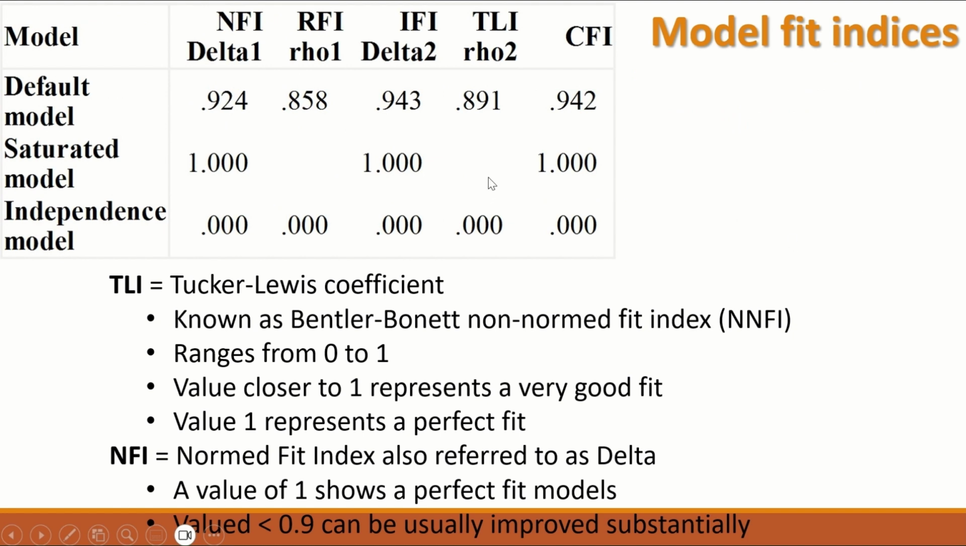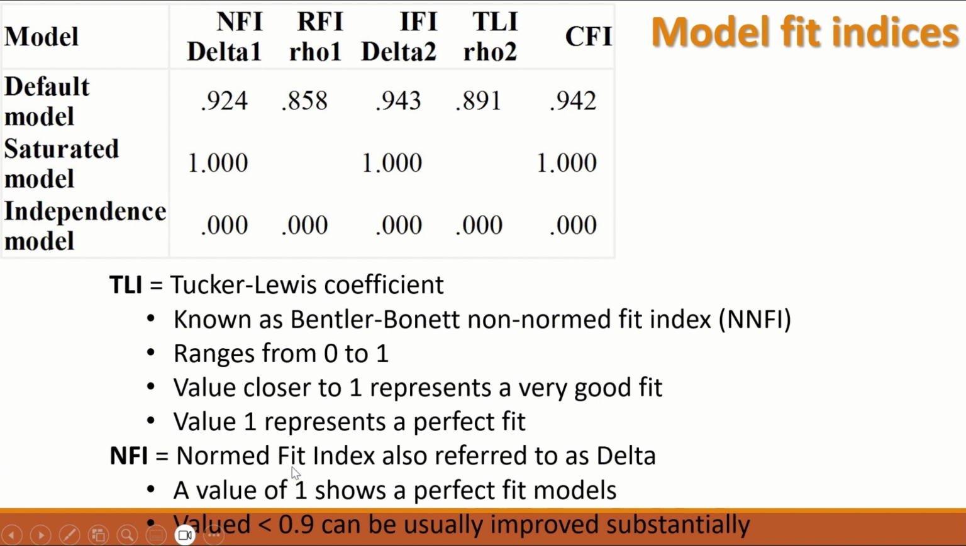The next slide shows the table taken from CFA with the indexes for NFI, RFI, IFI, TLI, and CFI. TLI is the Tucker-Lewis coefficient, known as the Bentler-Bonett non-normed fit index. It ranges from 0 to 1. A value close to 1 represents a very good fit. A value of 1 represents a perfect fit.